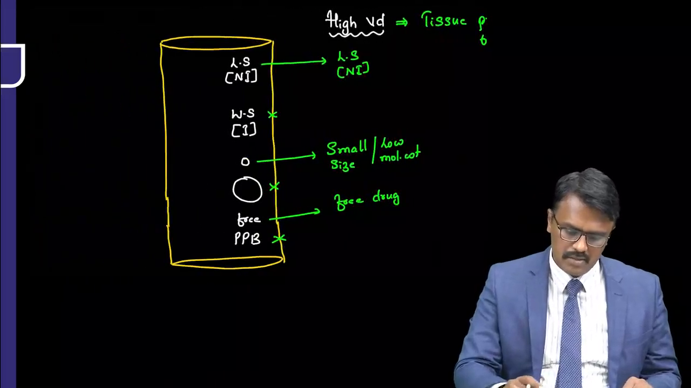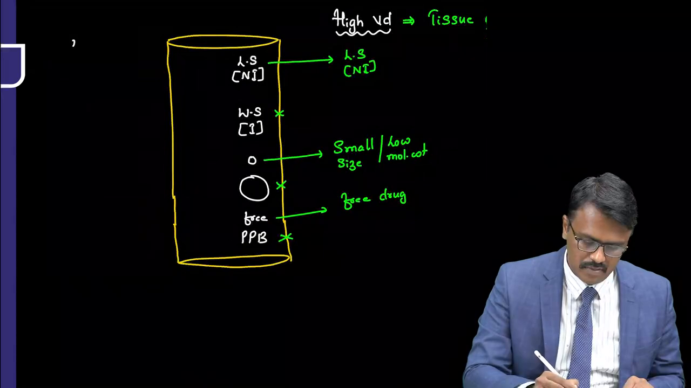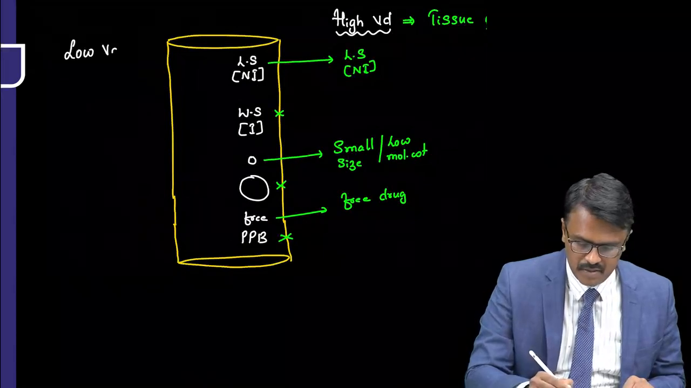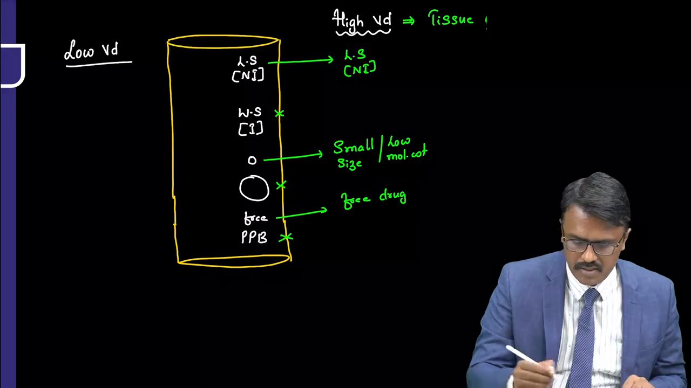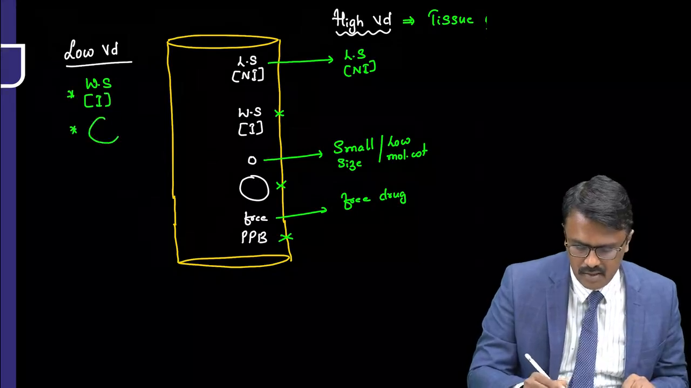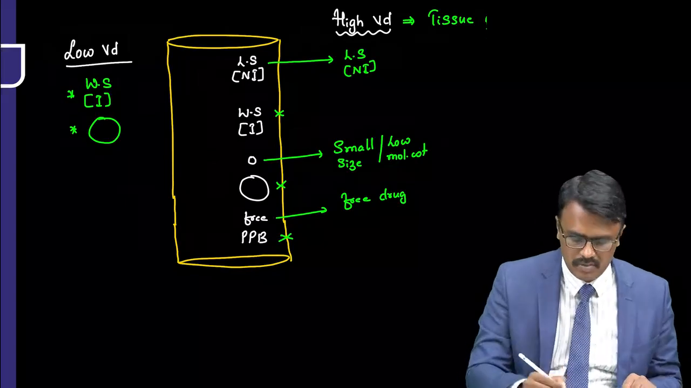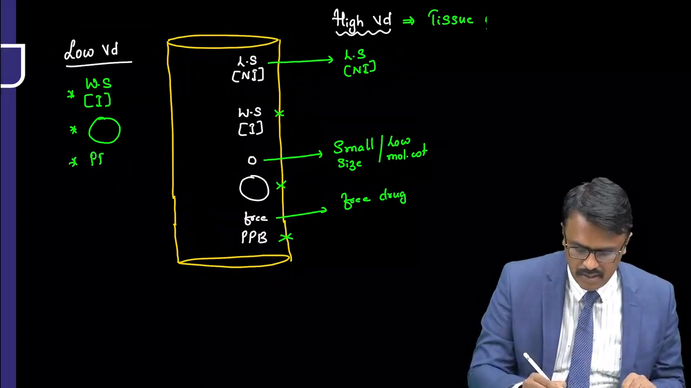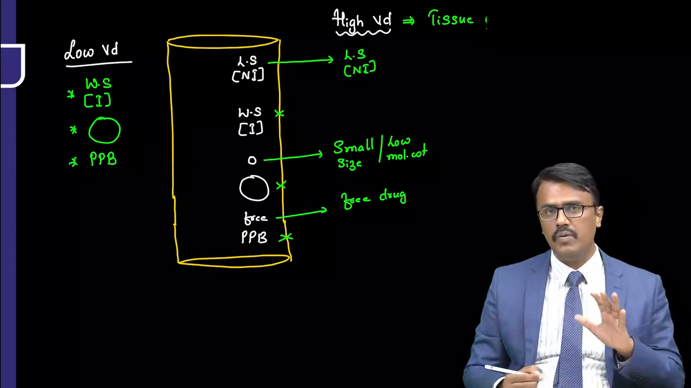Now what makes the drug property low VD? You know these options already. If they are water soluble or ionized, if they are large size or large molecular weight, or if they are plasma protein bound, these make the drug low VD.